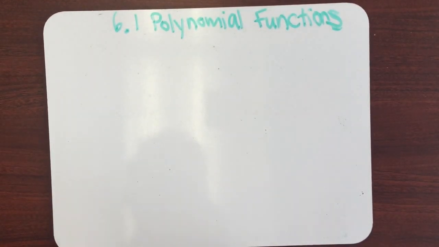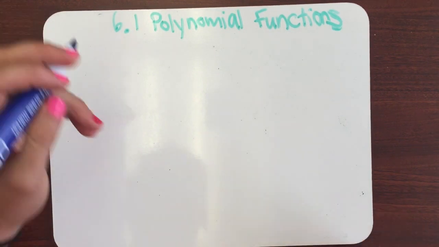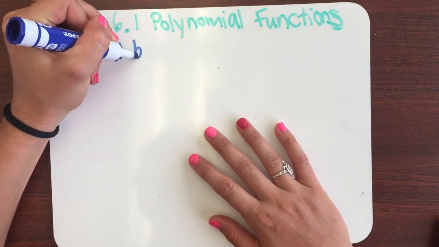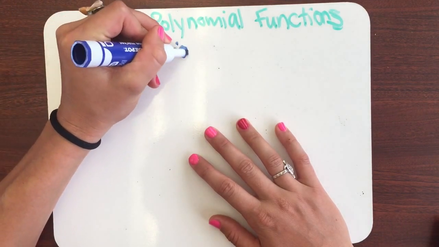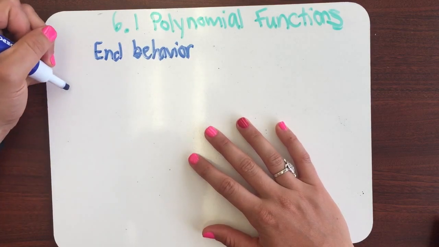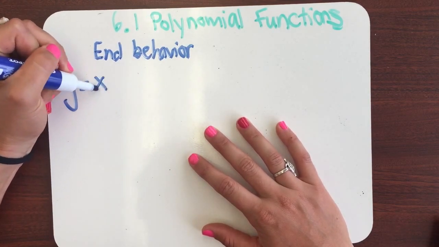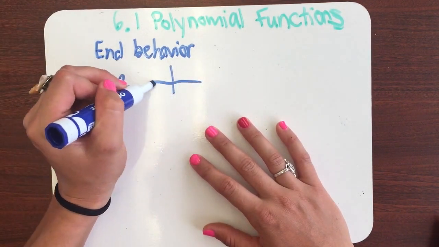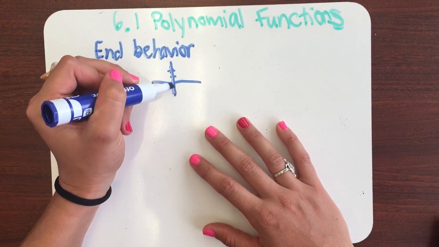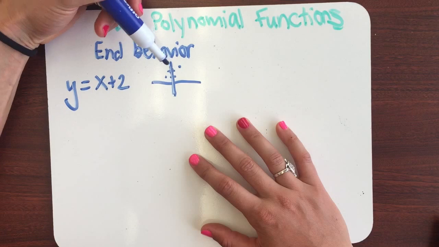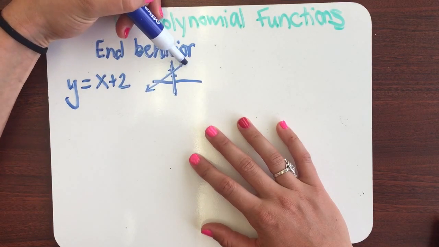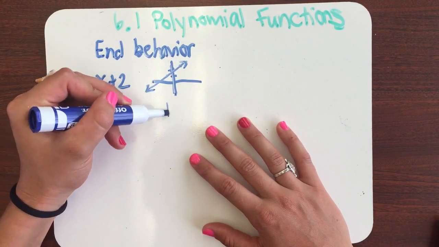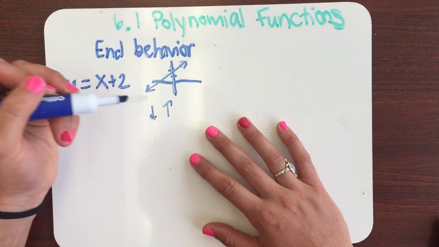Today we're going over polynomial functions. So the first thing we're going to look at is how to find the end behavior. And what I mean by that is, for example, if I have y equals x plus 2, then this would look like a line that's going through the y-intercept of 2 and has a slope of 1. So this would be a line similar to this, where the end behavior has the right side going up and the left side is going down.